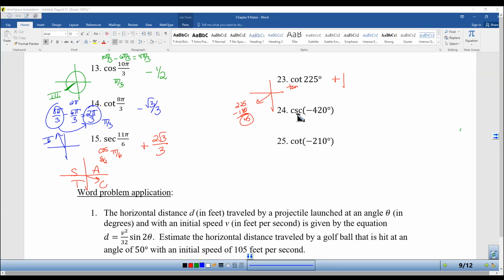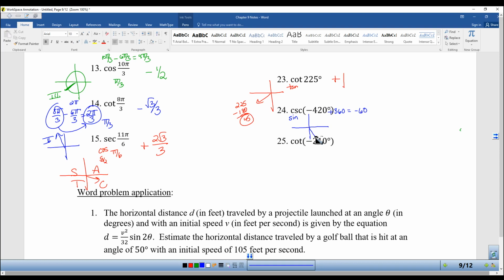On number 24, I see that it is cosecant, so I'm going to be thinking about sine, but I do need to figure out where negative 420 is. So negative 420 has gone this way, but more than 360. So if I add 360 to that, that'll help me find a coterminal angle, which would be negative 60.